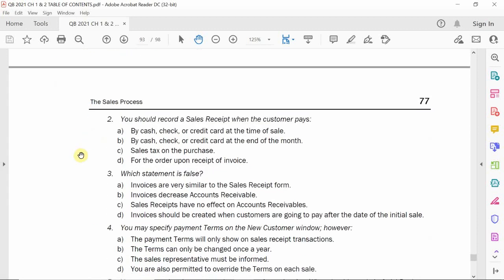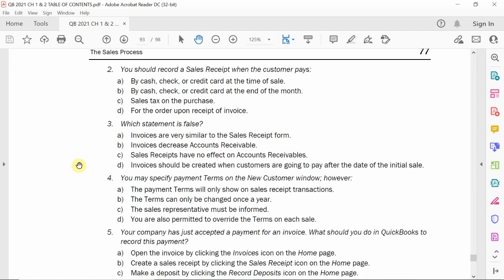Number 2, you should record a sales receipt when the customer pays. A is correct, right? By cash, check, credit card at time of service or time of sale. Okay.